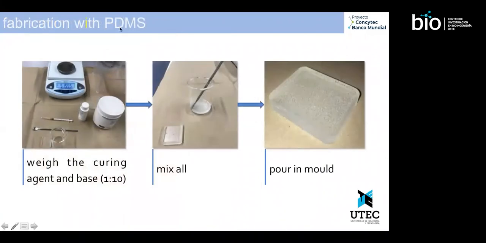So then we have the PDMS. This is sort of a rubbery silicone solution. You can see in this picture here the base liquid, and we have the cure. We mix them together 1 to 10, so you need a weighing scale to mix them. You mix them up, and then you pour them in the mold, as we see here.